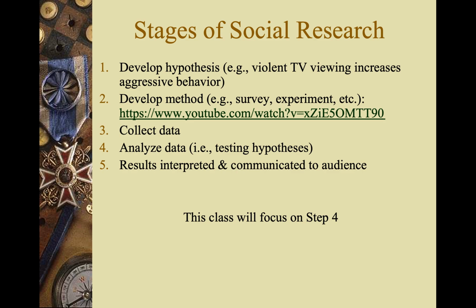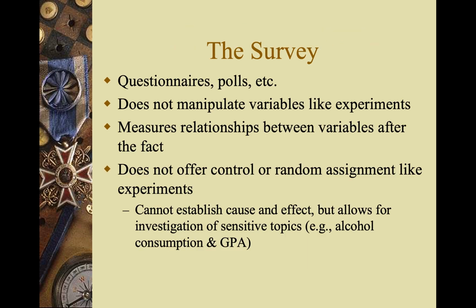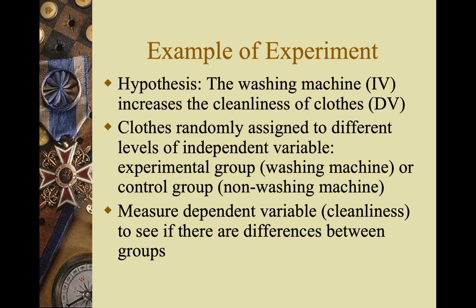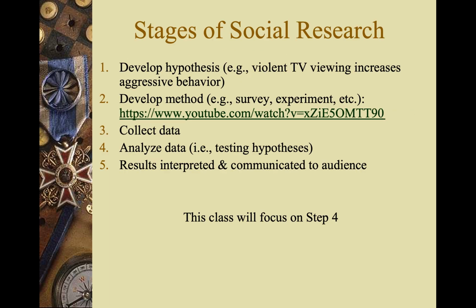So there are five different stages of social science research. First, you want to develop a hypothesis. So what are you interested in studying? Next, you want to decide your method. This was a slide about methods, a few slides back. These are some methods that you can choose from. And then once we decide our method, we want to collect the data. Then we want to analyze the data. And then we want to interpret our results and communicate them to an audience.